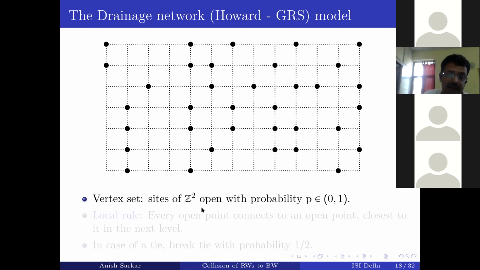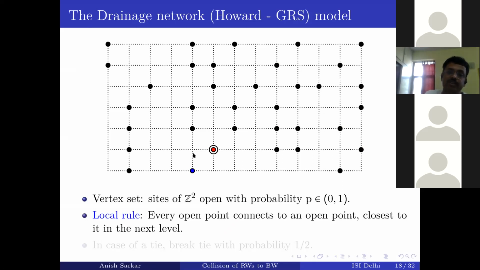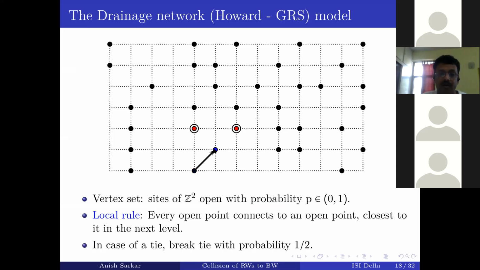So how do they connect? The rule is to connect to the next level, as we had done previously, by a locally defined rule. How is it done? Every point chooses, in the next level, the closest point. For example, this one chooses the closest point, which is this, and it will connect. And then from there it would continue.